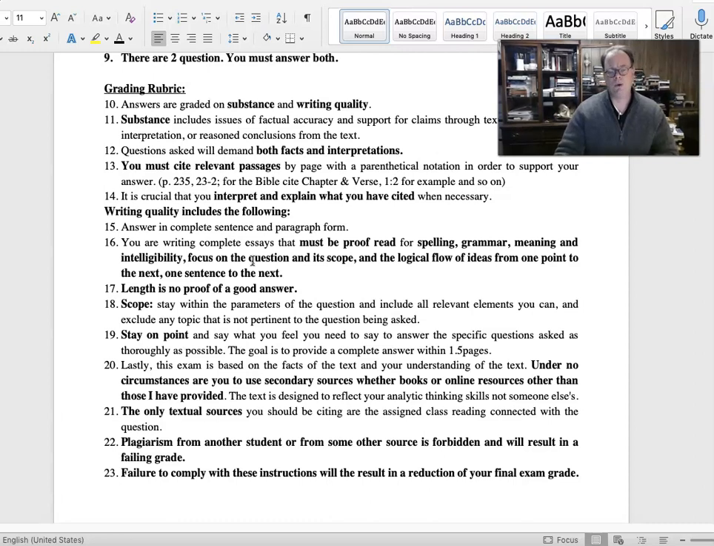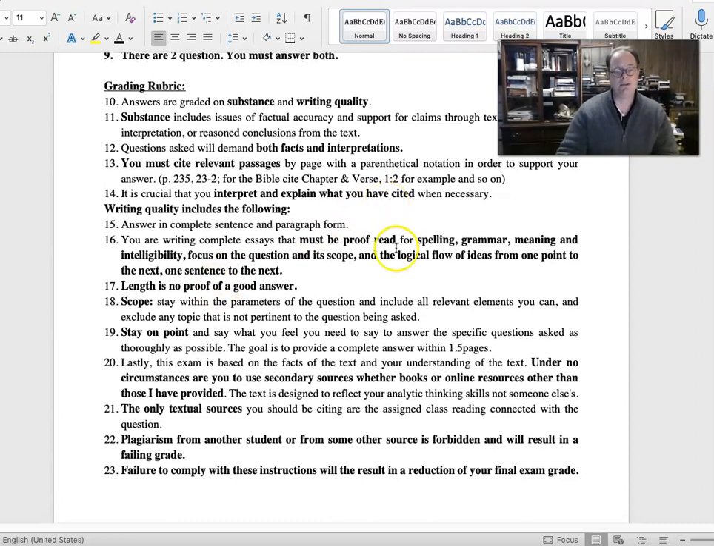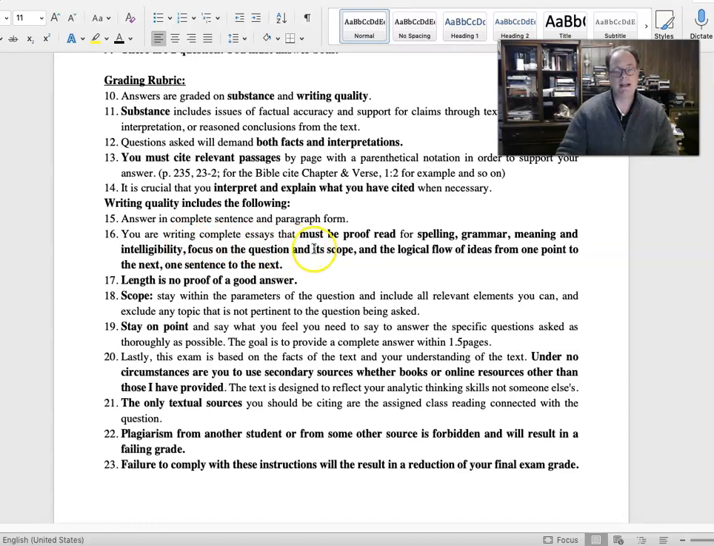So let's keep going. What am I talking about here? I'll start spelling it out. It says you're writing complete essays that must be proofread. So proofreading. Yes, we proofread for spelling and grammar. That's like grade school stuff. I expect that with Word documents and all the fancy tools it has, it does all that for you, basically. What we're really concerned with in proofreading is, number one, the meaning and intelligibility of each sentence you write.